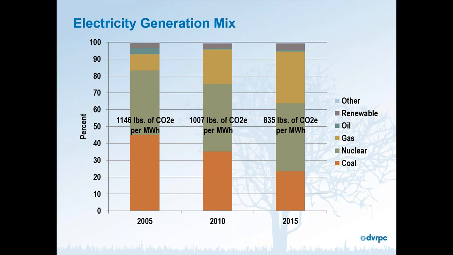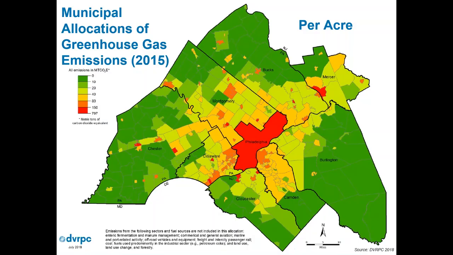We reduced the greenhouse gas emissions associated with electricity, as you see, from 1,150 pounds of CO2 equivalent per megawatt hour to 835 in 2015. And it's certainly lower now as natural gas continues to replace coal. Next slide, please. We could also look at general trends.